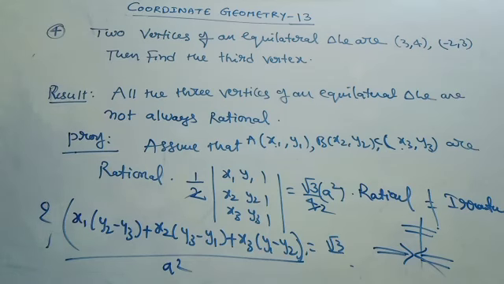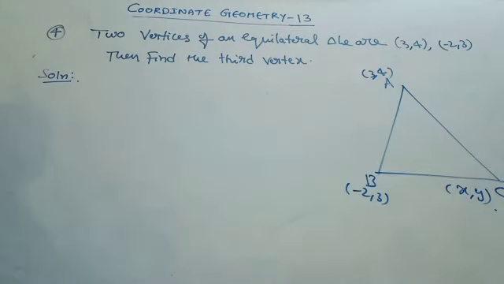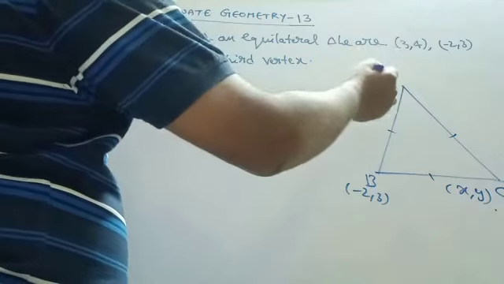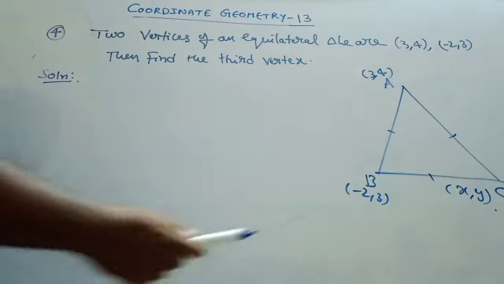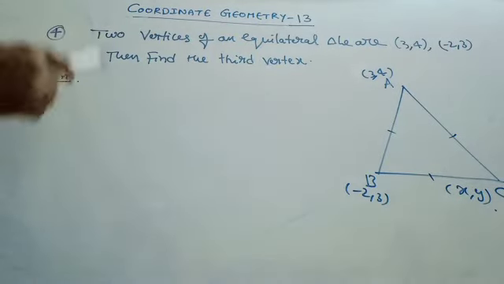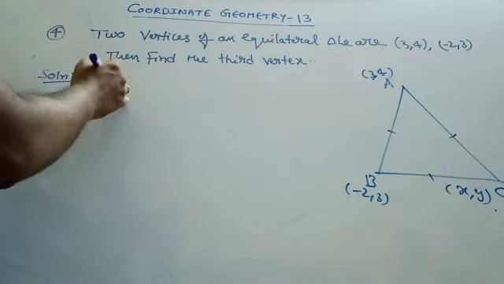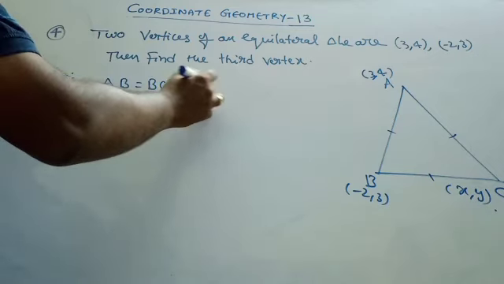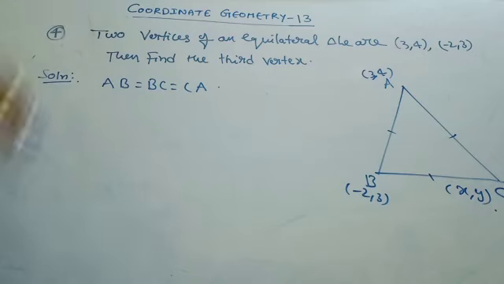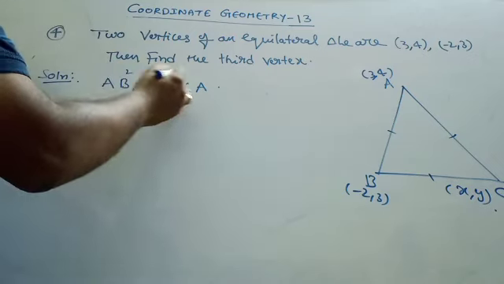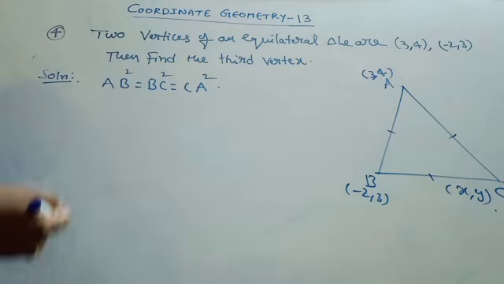Now we will do that problem. This is the equilateral triangle ABC. They have given two of the vertices: A is (3, 4), B is (-2, 3), and C is (x, y). We don't know that, we need to find it. The condition you know is AB equals BC equals CA, the three sides of an equilateral triangle are equal. And when you do squaring, you get AB square equals BC square equals CA square.